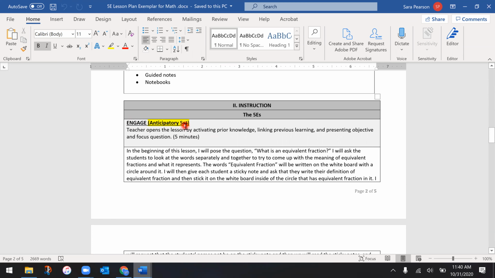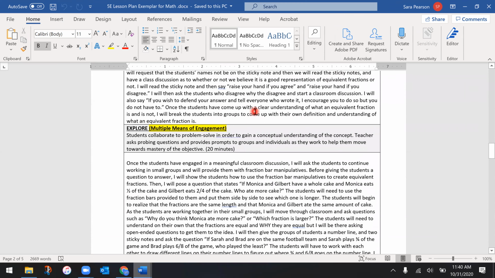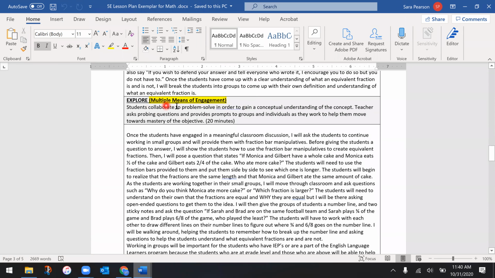So you want to give me detailed ideas on how you're activating prior knowledge, linking previous learning, or presenting the focus question. And so step by step, I should be able to picture this in my head. Then when we get to the explore phase, you'll notice the multiple means of engagement comes first on the 5E lesson plans. This means how am I engaging students before I teach?